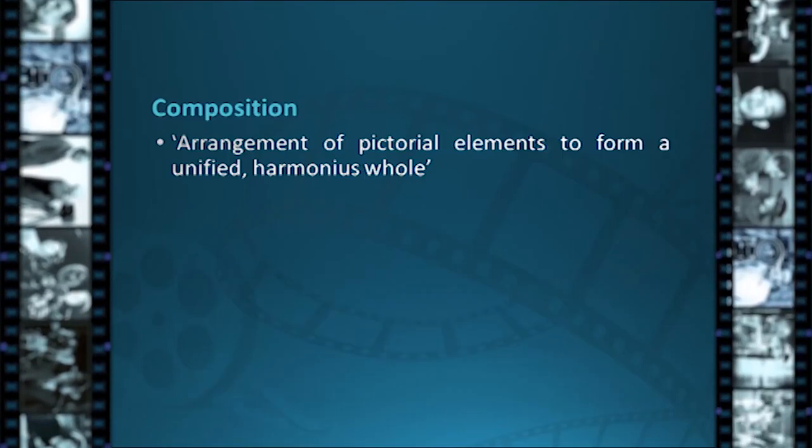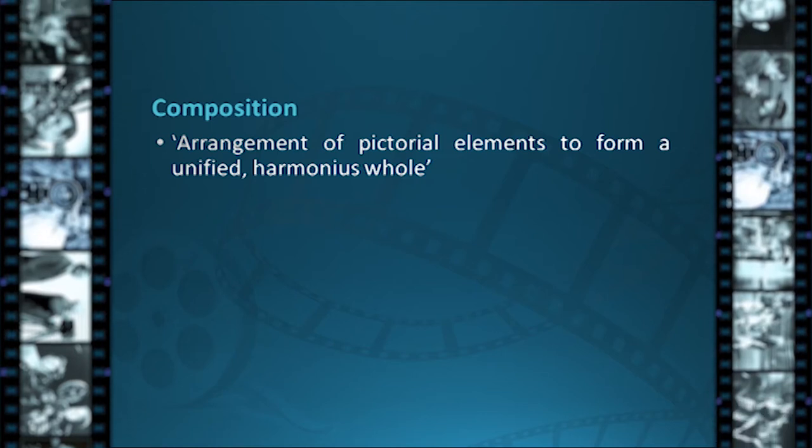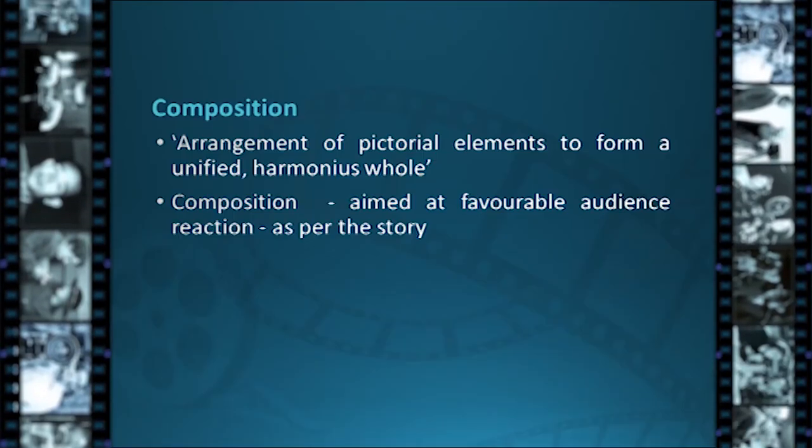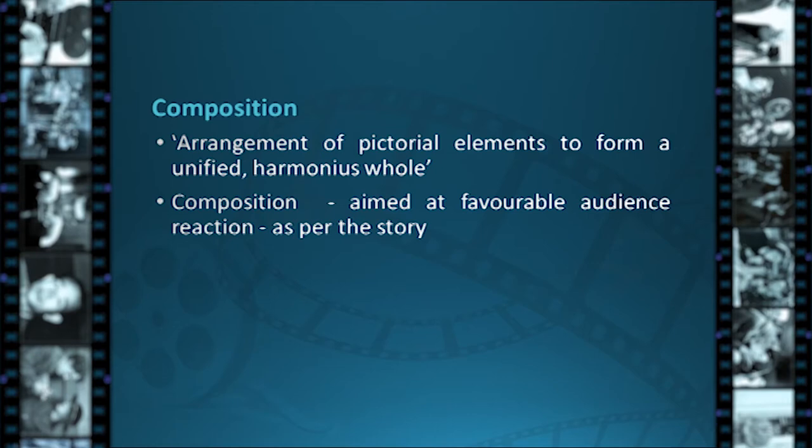What is composition? It is nothing but an arrangement of pictorial elements to form a unified or harmonious whole, in the words of Joseph Mascagni. Now, composition again deals with how the different elements in a frame are put together with regard to each other. At any point of time, the composition should be done in such a way that it garners a very favorable reaction from the audience. When I say favorable, it doesn't mean that the audience likes the film or says, oh yes, this is a wonderful frame. No, what it means is that the audience is able to react in exactly the same way that the director wants, as per the story, as the story is flowing.